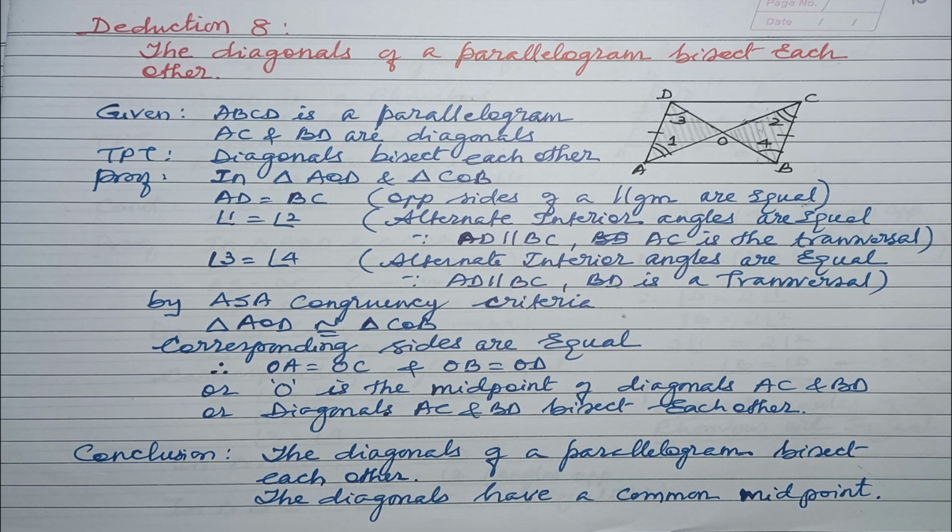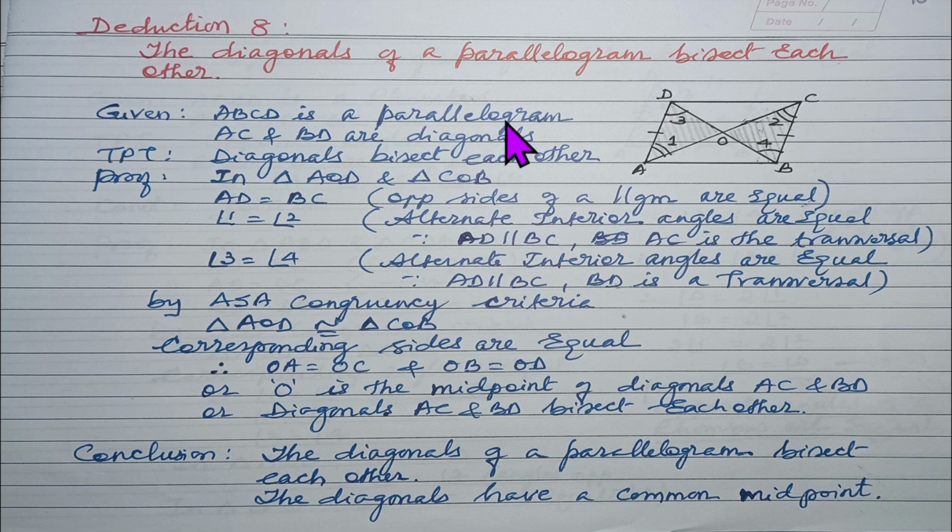Now coming to the next deduction, deduction number 8, that is, the diagonals of a parallelogram bisect each other. We are given a parallelogram ABCD here. Now AC and BD are diagonals. We have to prove that AC and BD, the diagonals, bisect each other. That means we have to prove that O is the midpoint of AC and BD, or we have to show that OA is equal to OC and OB is equal to OD. So let us see how to do that.